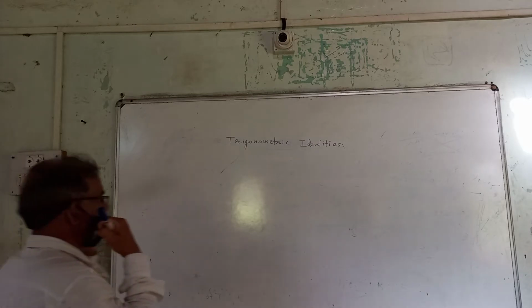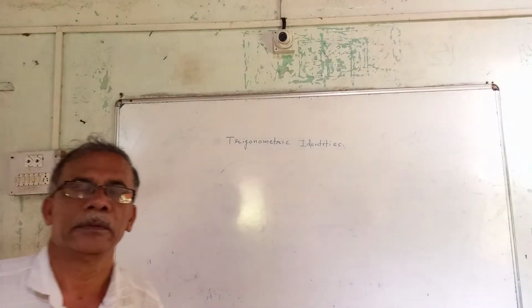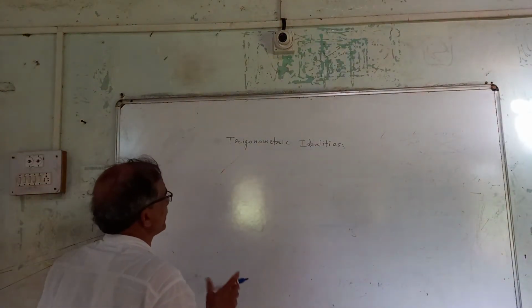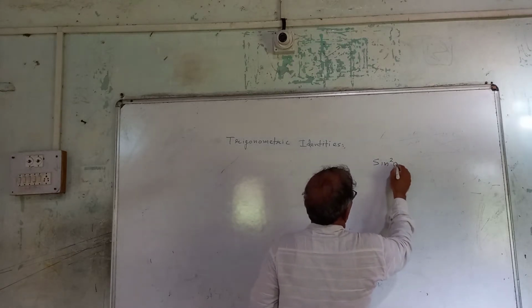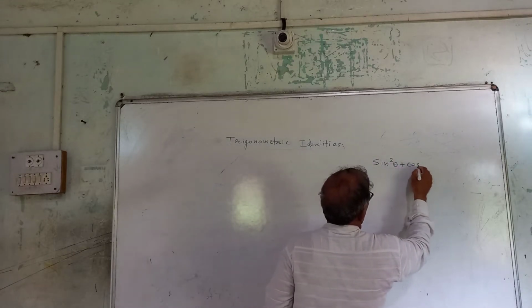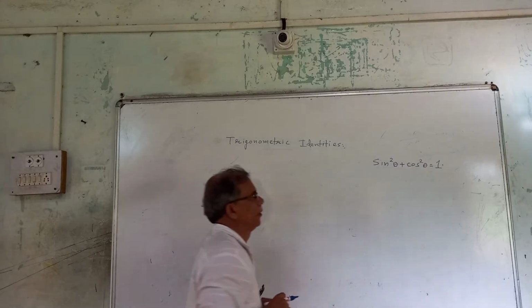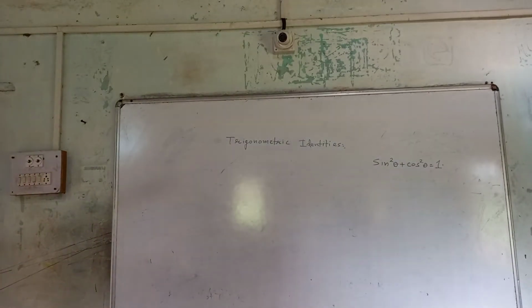Now let us study trigonometric identities. Now there are three trigonometric identities, out of which the first is sin square theta plus cos square theta is equal to 1. For any acute angle theta, sin square ratio of the angle plus cos square ratio of the angle is always equal to 1. Now we can prove this.